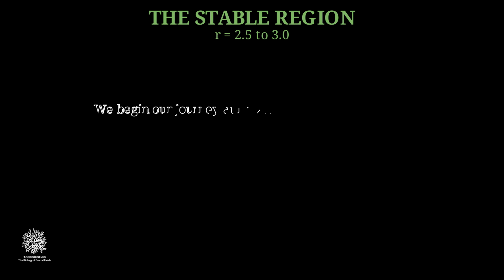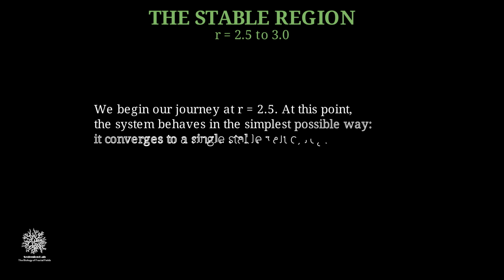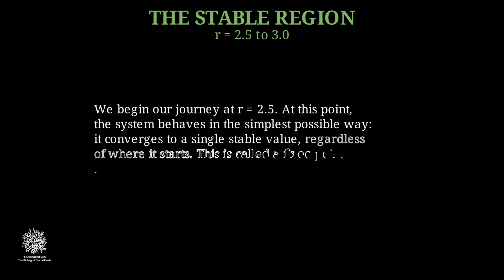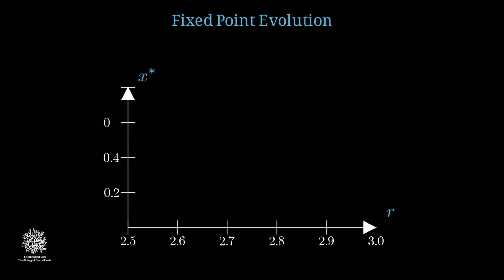The stable region, r equals 2.5 to 3.0. We begin our journey at r equals 2.5. At this point, the system behaves in the simplest possible way. It converges to a single stable value, regardless of where it starts. This is called a fixed point attractor, like a marble settling at the bottom of a bowl. Every iteration brings the system closer to this equilibrium.